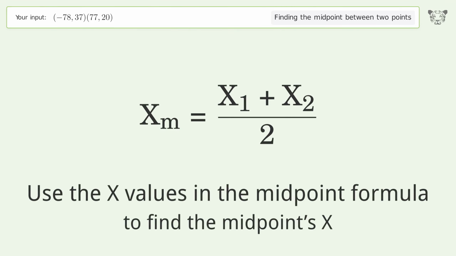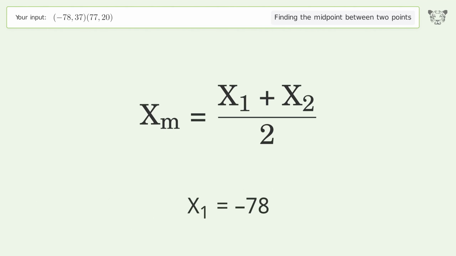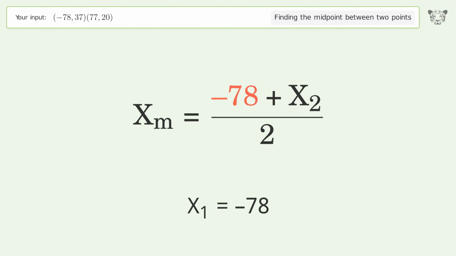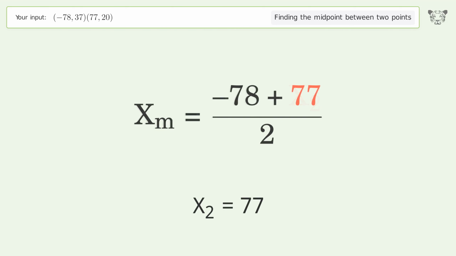Use the x values in the midpoint formula to find the midpoint's x. x1 equals negative 78. x2 equals 77. Simplify the arithmetic.